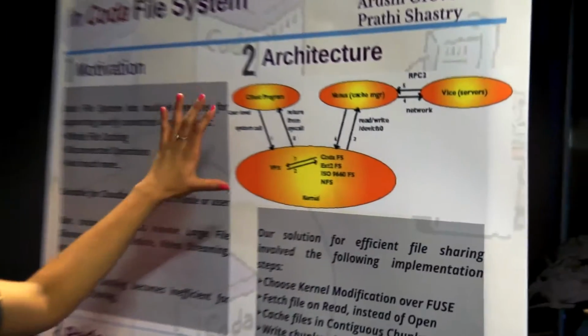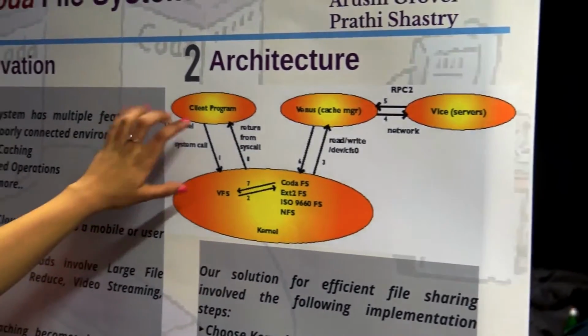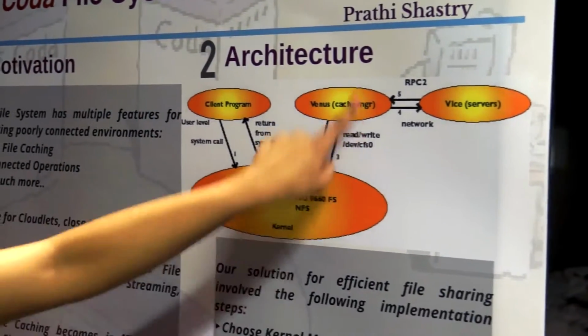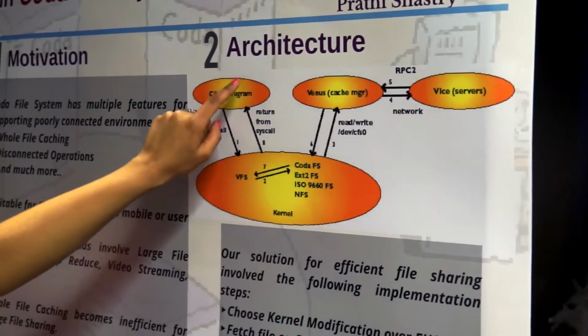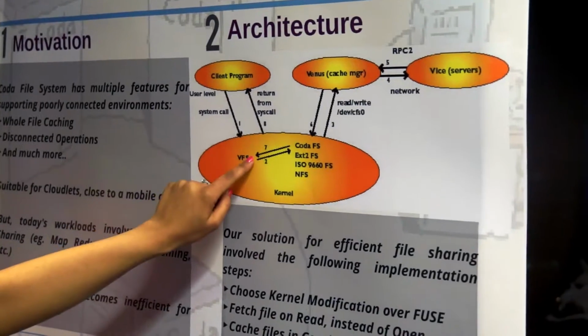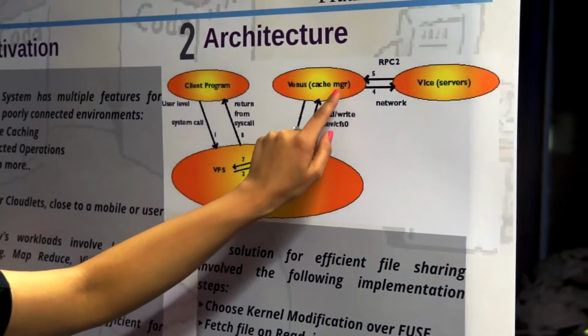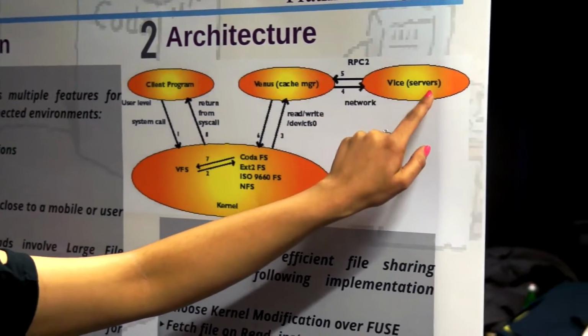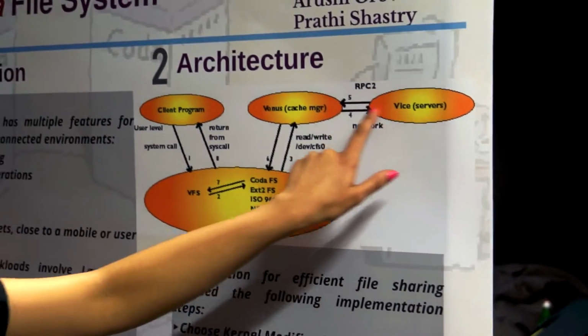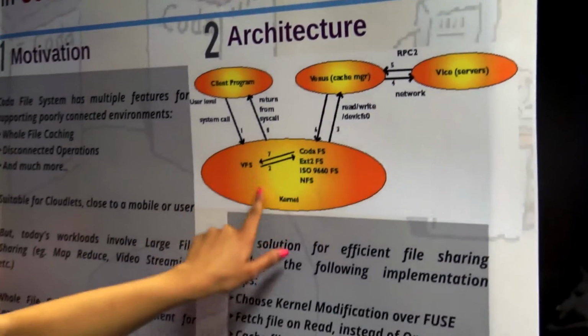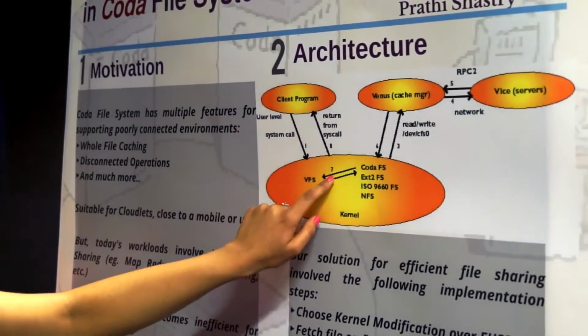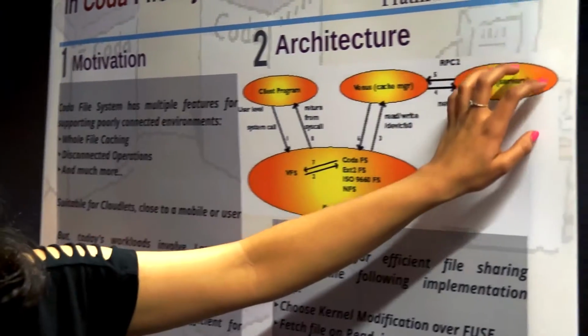This was the original Coda architecture. This is the client and this is the server. The client used to issue an open system call, which would reach the kernel. It will tell the cache to go and fetch the whole file, which reaches the server. It issues an RPC and gets back the whole file and caches it. And the user performs reads and writes, and then sends the whole file back to the server.